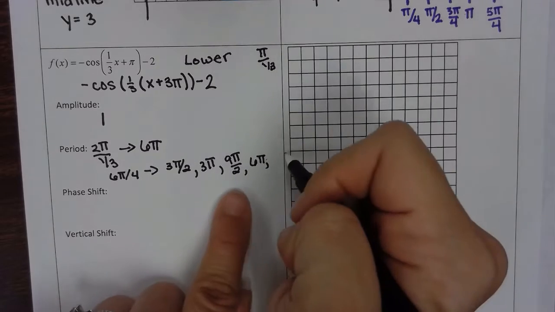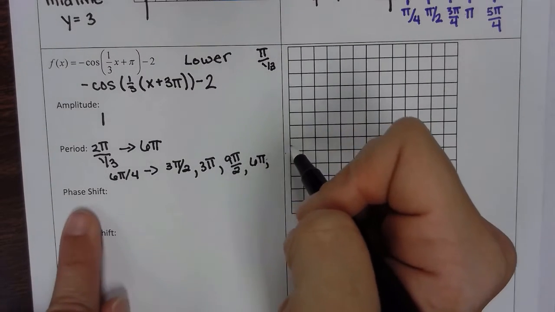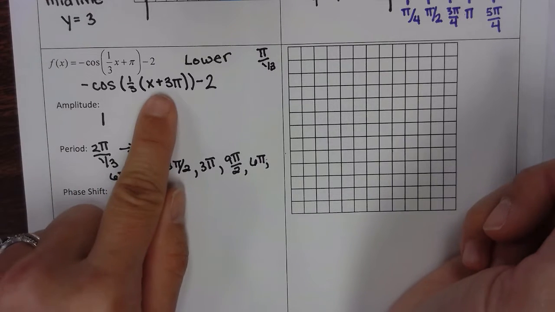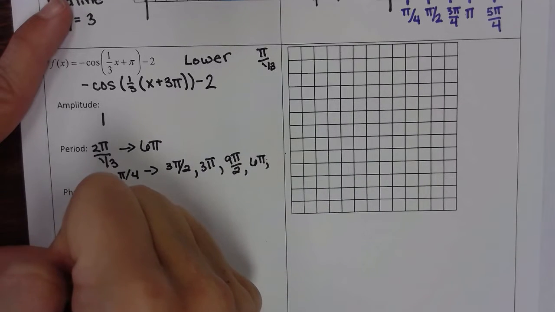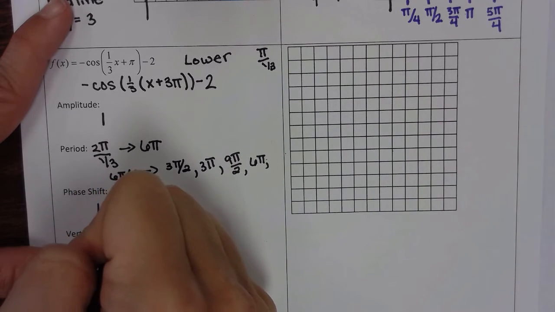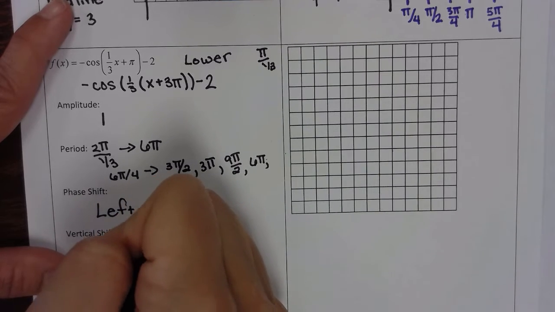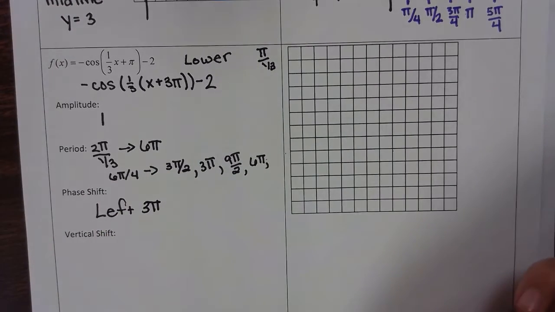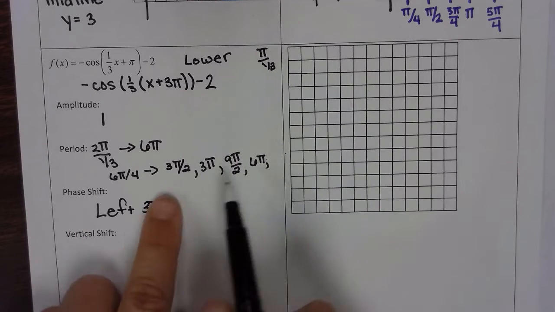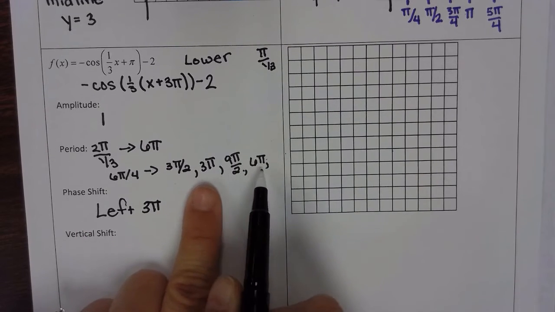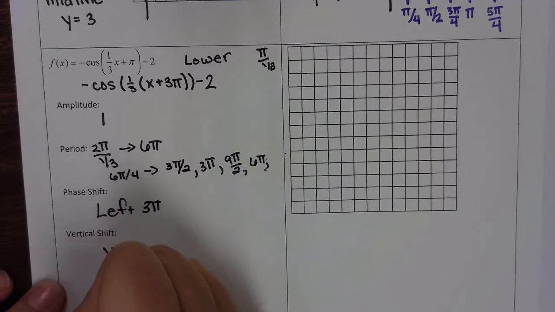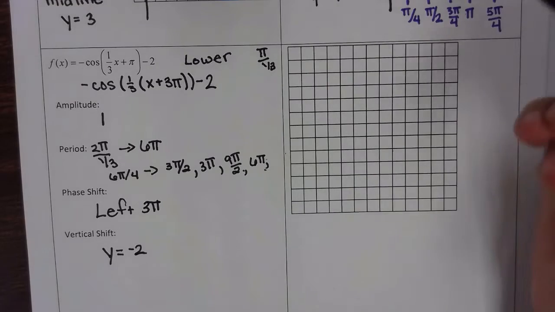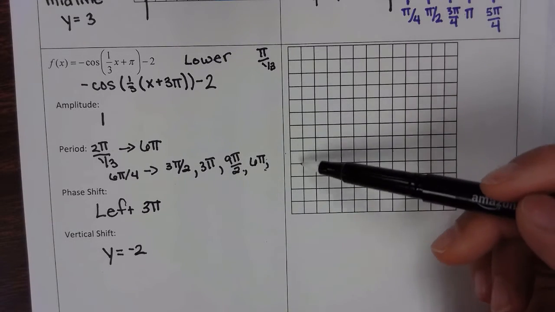Okay. Now, we could keep going, but if we look at our phase shift, which direction are we going? We are actually going left by 3 pi. And I want you to notice that 3 pi is twice the amount of movements that we were making before. Vertical shift is y equals -2.